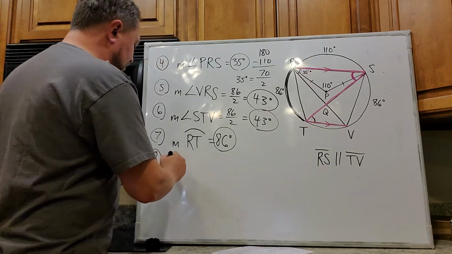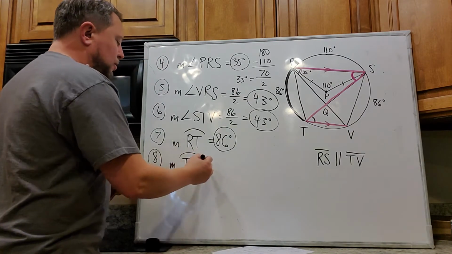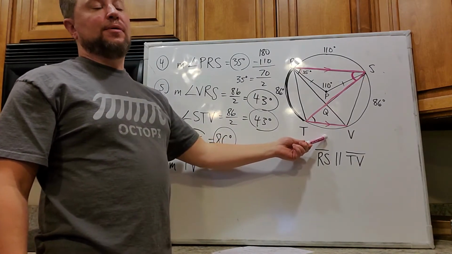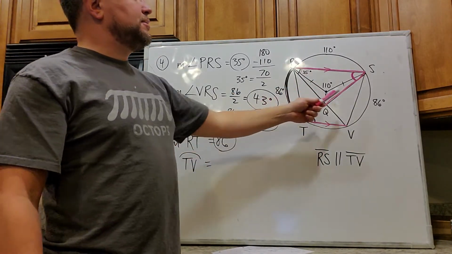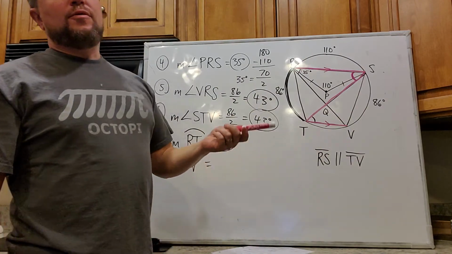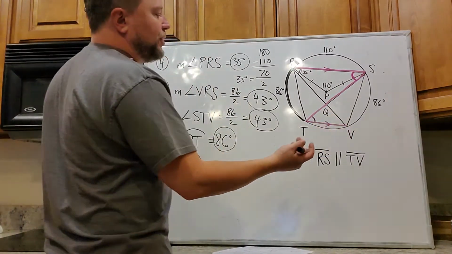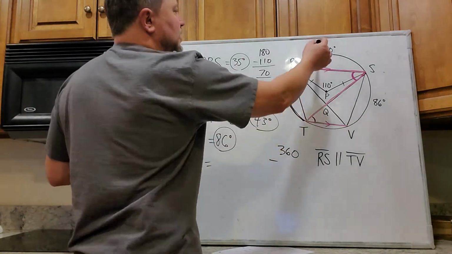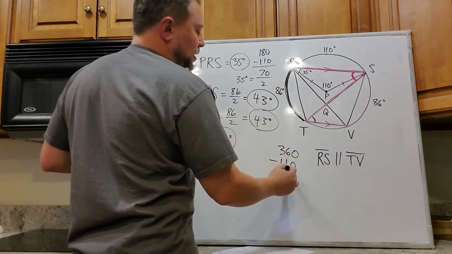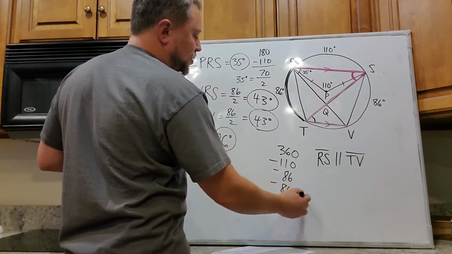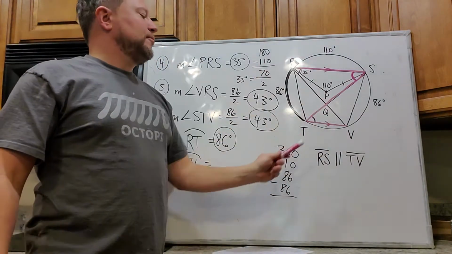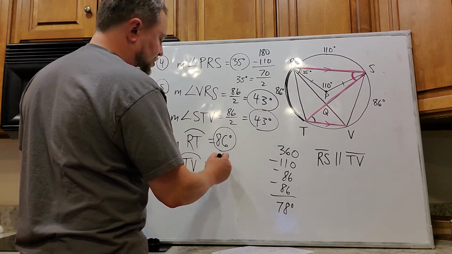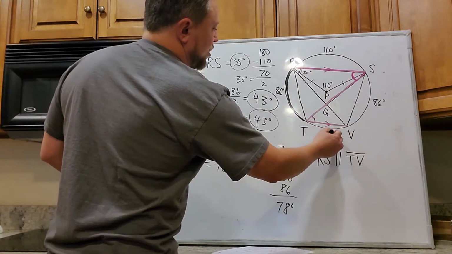All right, on number 8, they want us to find the measure of arc TV. Now look, arc TV is the only arc we haven't found that completes a circle. See that? We got 86 here, 86 there, 110 up there. So if we want to know this last arc down here, we can simply use the idea that a full circle is 360 degrees and take away these three. Take away the 110 and take away 86, not once but twice. So if we take all of those away from 360, we should be left with 78 degrees for that arc down there.